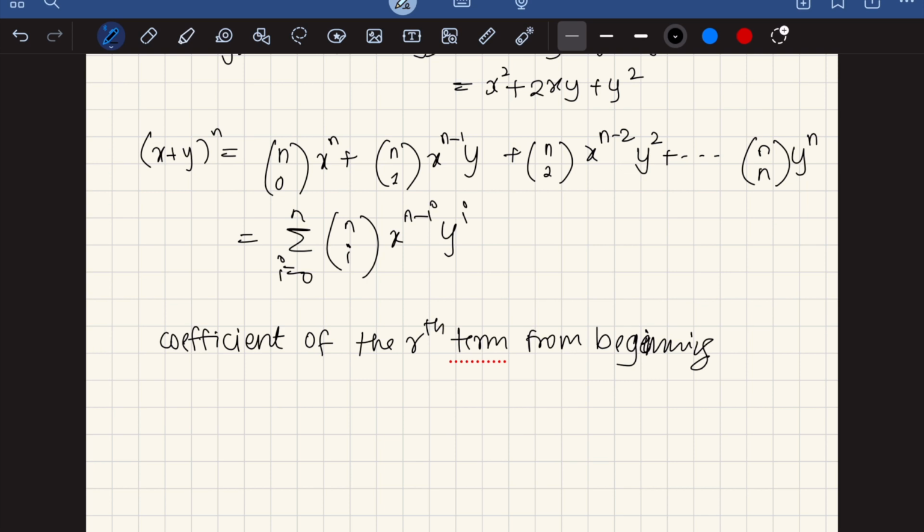Exactly. So the coefficient would be n choose r minus 1, because the coefficient of the first term is n choose 0. So there's a minus 1 thing that's happening here. So the rth term would be n choose r minus 1 x to the n minus r plus 1 y to the r minus 1. So is this okay? Or are there any questions about this?